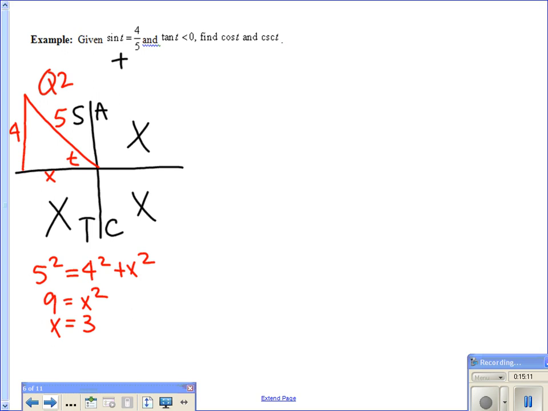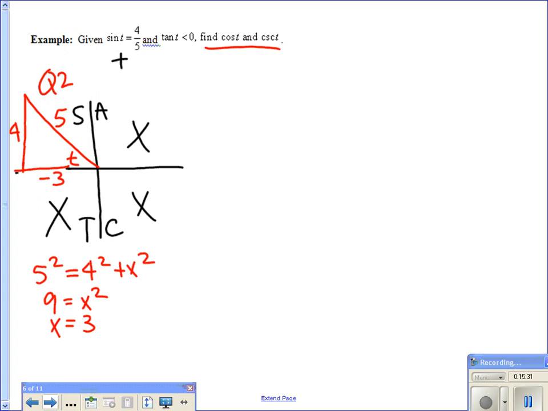So if we're in quadrant 2, notice your x value is on the negative x-axis. So you have to remember to make this a negative value. So this is going to be equal to negative 3. And it makes sense because, again, you're in the second quadrant. So I already have the sign.